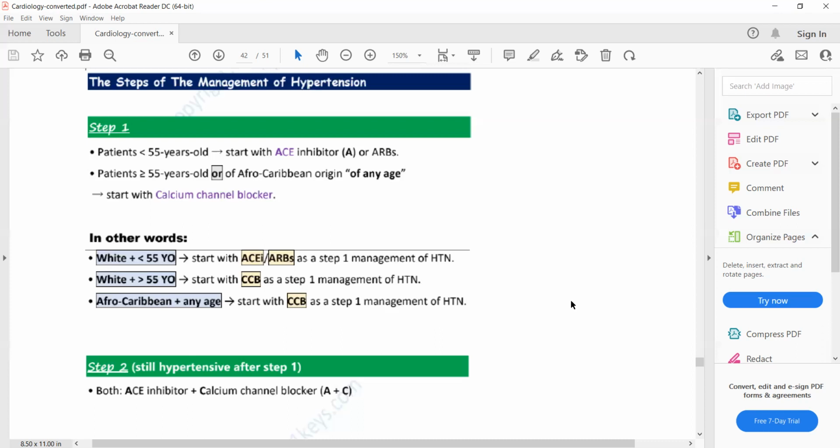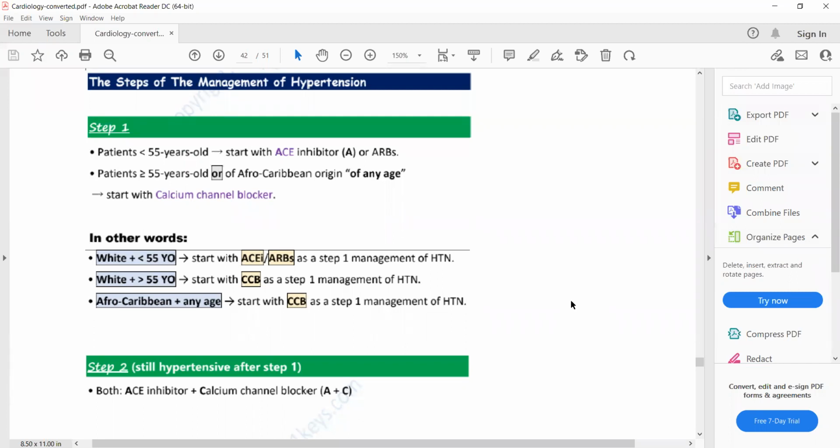Now, if the blood pressure is not controlled or our target blood pressure is not achieved with step 1, then we will move towards step 2. So in step 1, if we started ACE inhibitors, then in step 2, we will add calcium channel blocker. And if in step 1, we started calcium channel blockers, in step 2, we will add ACE inhibitor. So in step 2, the second drug is added, either ACE inhibitor or calcium channel blocker.